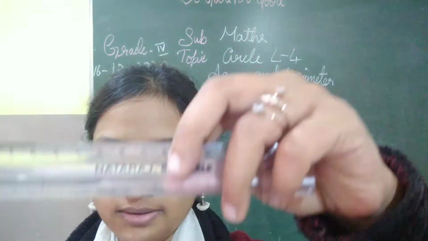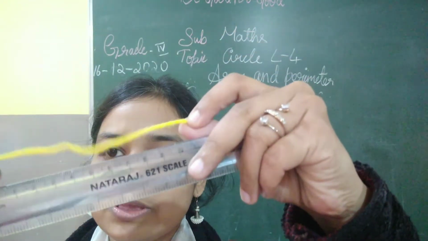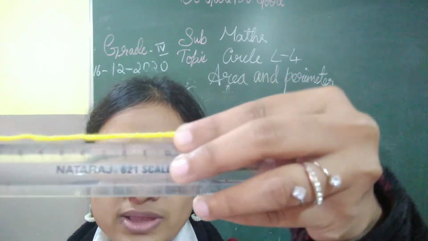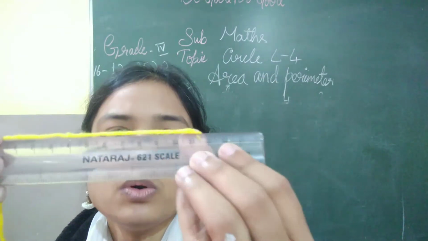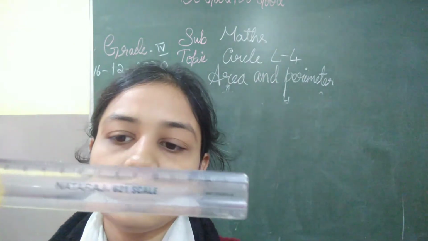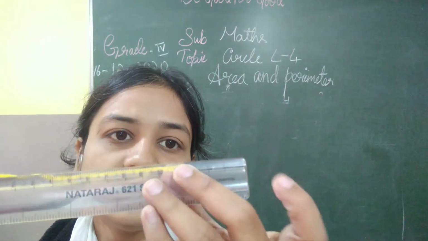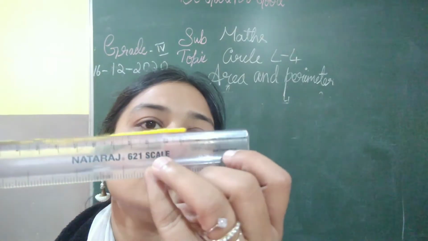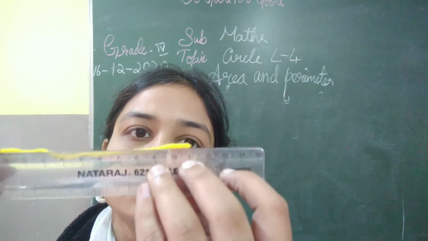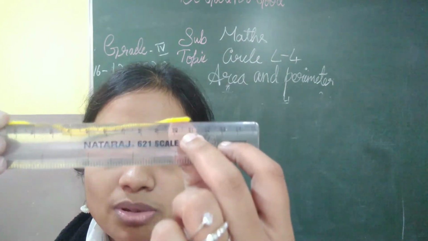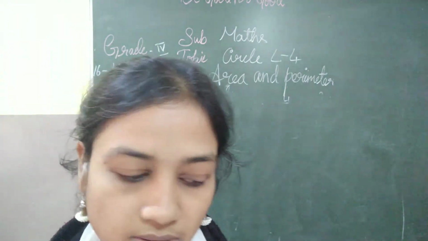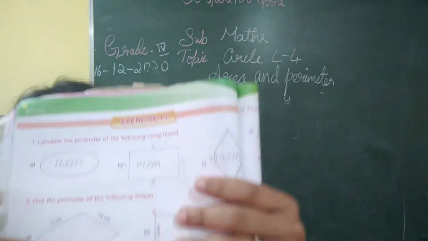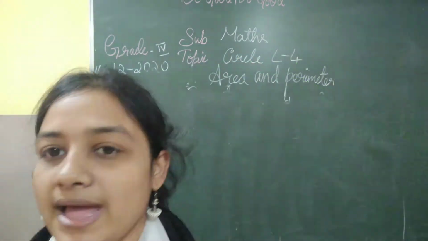Take your scale and see how much is the length of this thread here. So the length of the thread here is approximately equal to 11. You can see the length of the thread which I measured is equal to 11. So the first answer is 11 centimeters. Okay children, 11 centimeters. Similarly, you can keep the thread on these two shapes and find the answer for them.